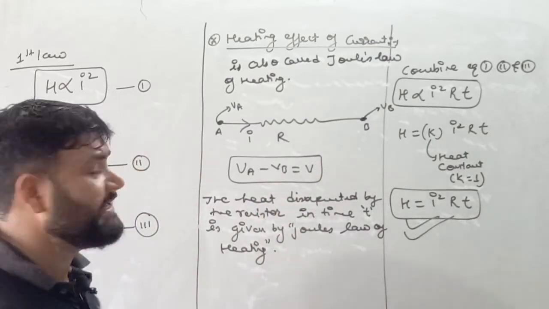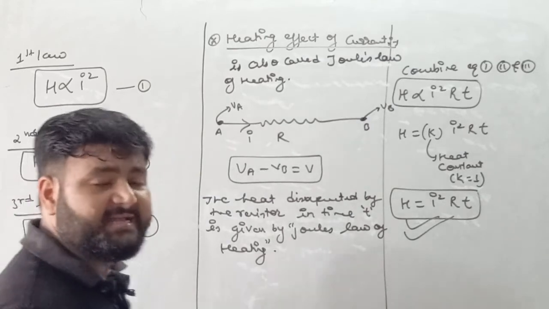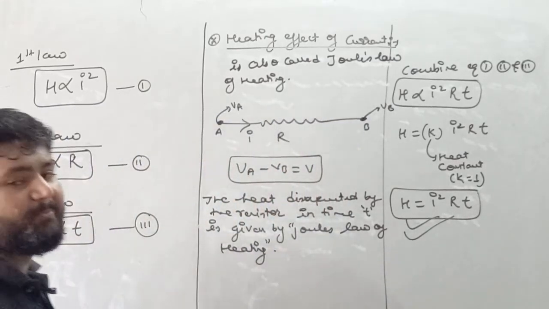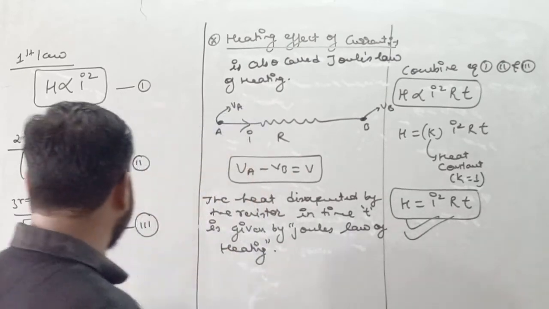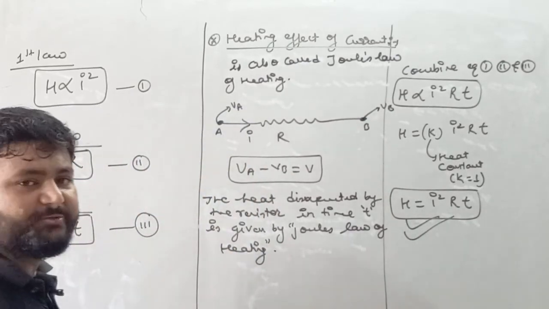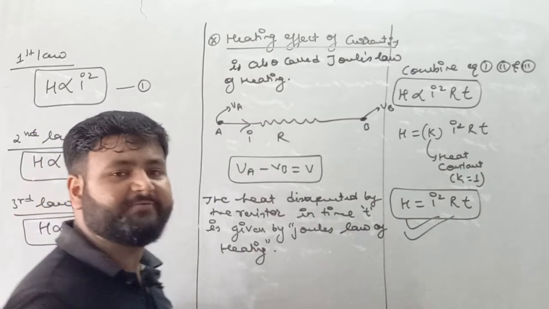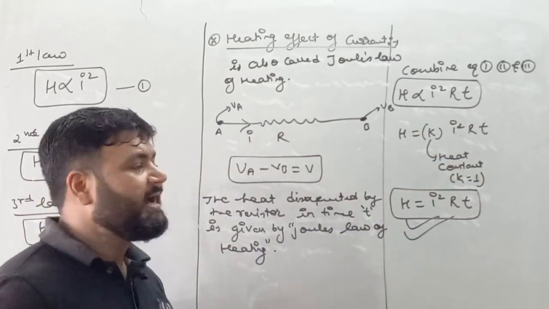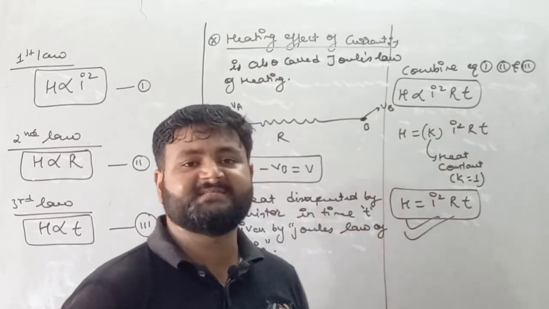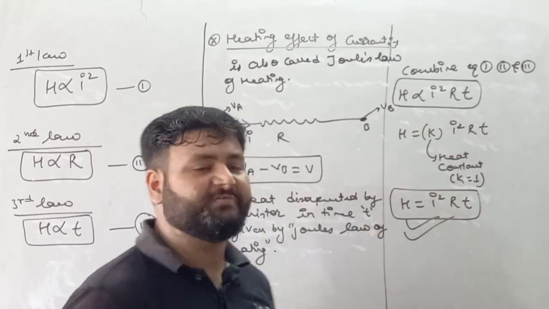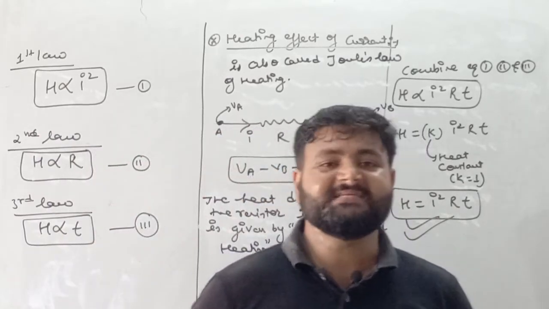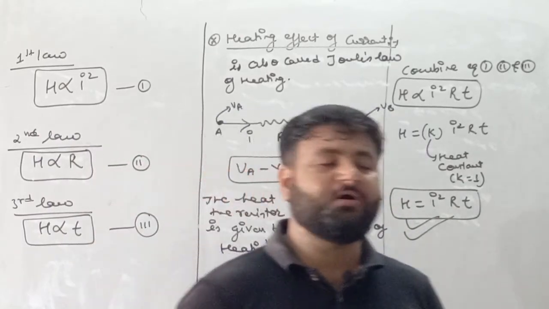In the first law, Joule says H is proportional to I square. In the second law, Joule says H is proportional to R, and in the third law, Joule says H is proportional to T. If we combine all three, we get H is proportional to I square RT. I is current, R is resistance, and T is time. So we get H is equal to I square RT. This is basically Joule's law of heating.